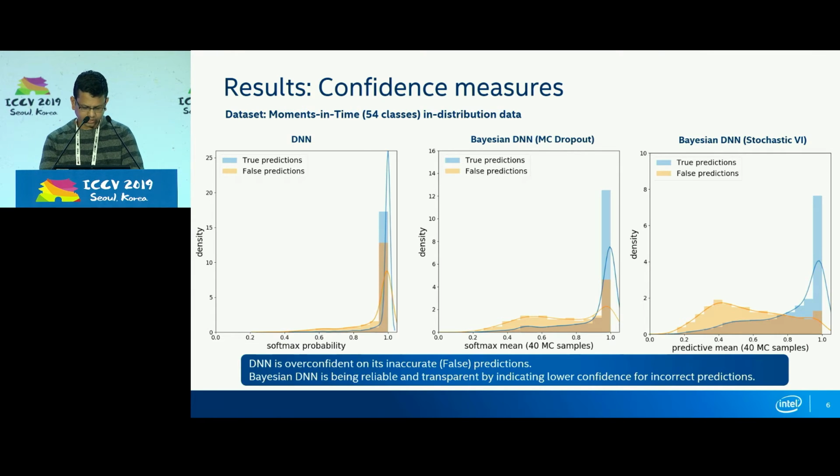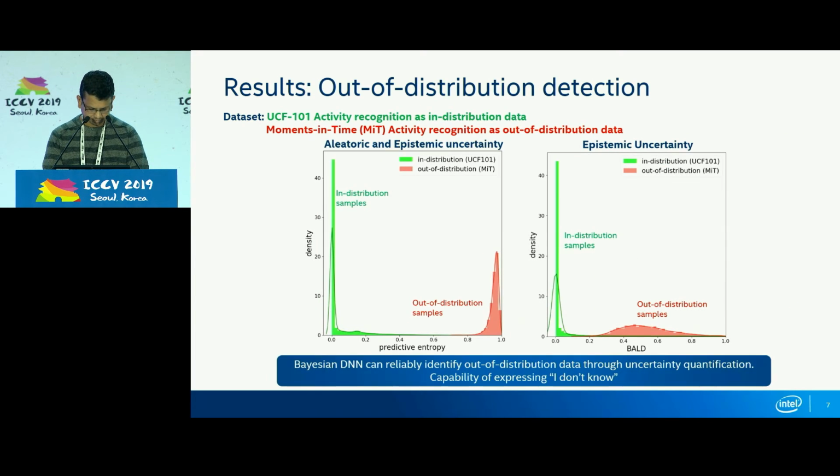In these plots, we are comparing confidence measure for true and false predictions from the DNN and Bayesian DNN models. We see that Bayesian DNN models provide lower confidence measure when their predictions are wrong, indicating more reliable estimates, whereas the DNN models provide high confidence even for false predictions.